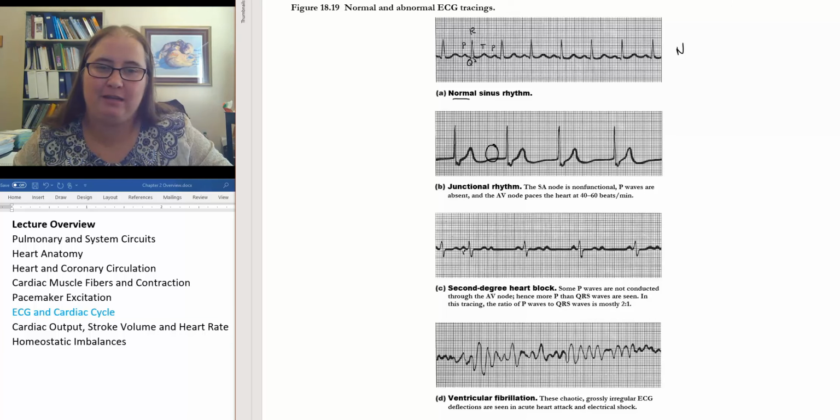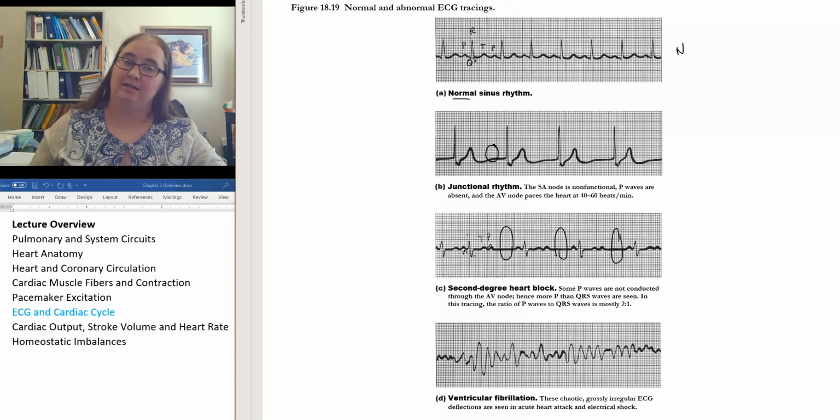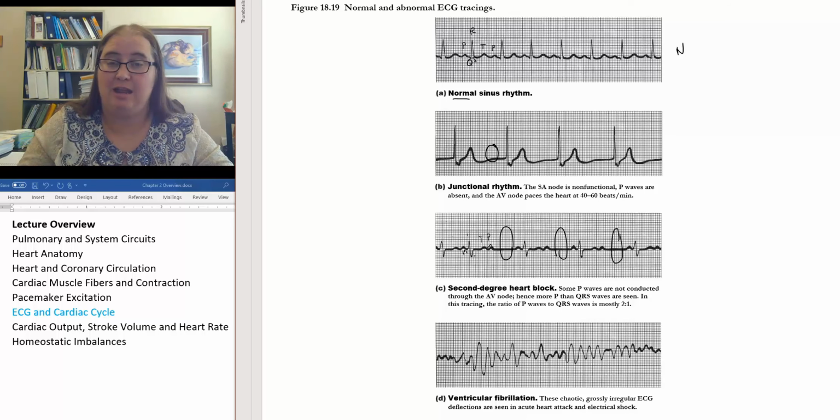Let's come down and look at our next one. So here's our P, we have our Q, R, S, and our T, and we have a P. Uh-oh, what are we missing here? And here. And here. We're missing our QRS. So that means our SA node's firing just fine, because here's our P wave. However, remember that our AV node is the only way the ventricles can acquire their depolarization.